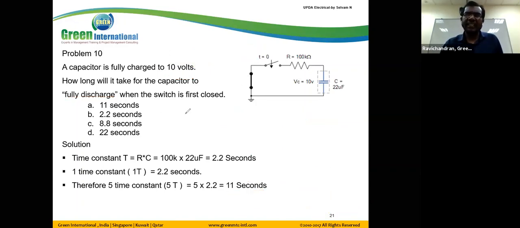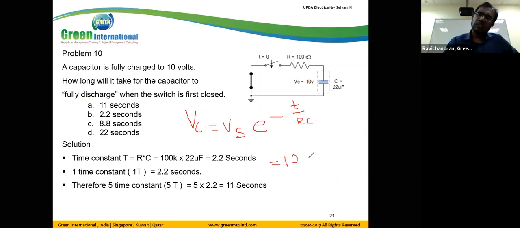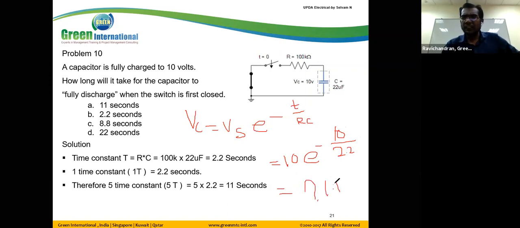For the exact value, we can find Vc, which is equal to Vs e to the power of minus t by RC, which is equal to 10 e to the power of minus 10 divided by 2.2. We get the value. This value is less than 10.